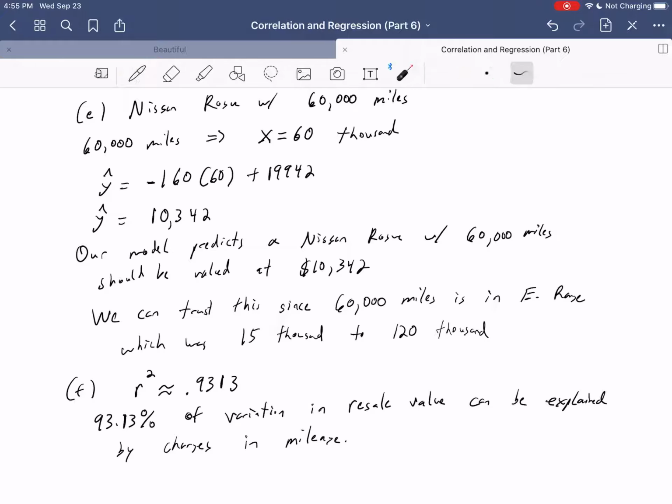So, in other words, mileage accounts for about 93% of the variation that we're seeing in the resale value. The other 7% of variation must be due to other factors, which makes sense, right? Mileage is not the only thing that determines the value of a vehicle, but it is an important component, and we're saying that in this case, mileage is a great predictor for the resale value of a vehicle.